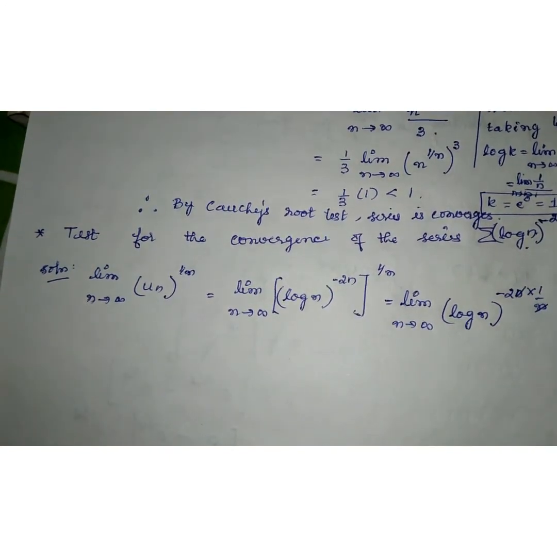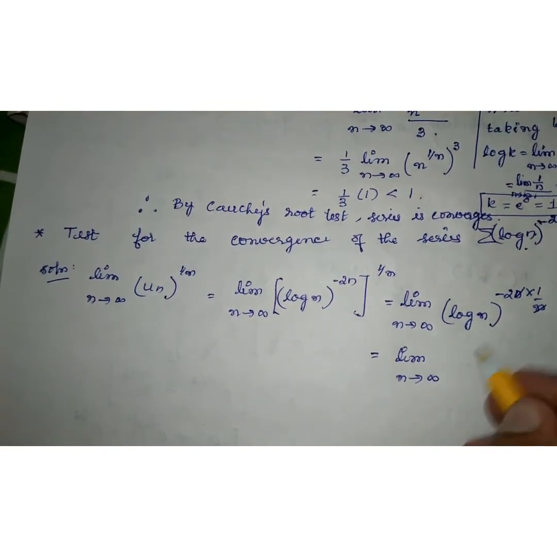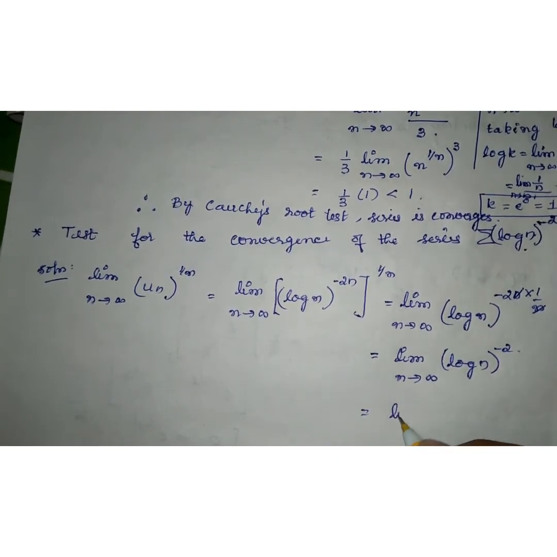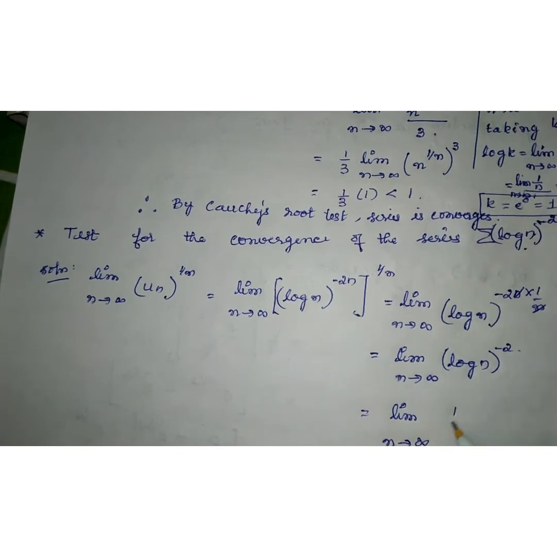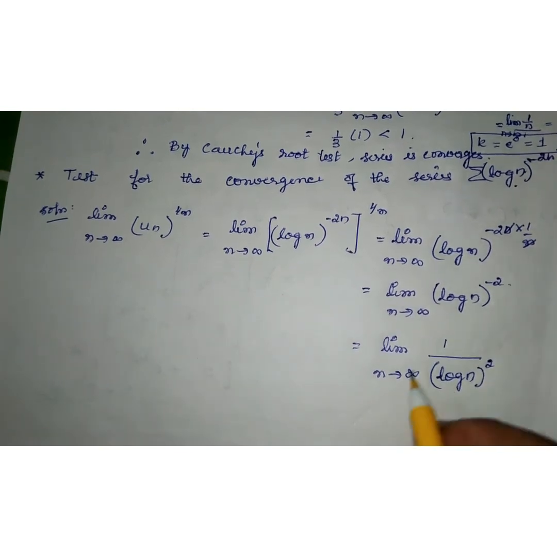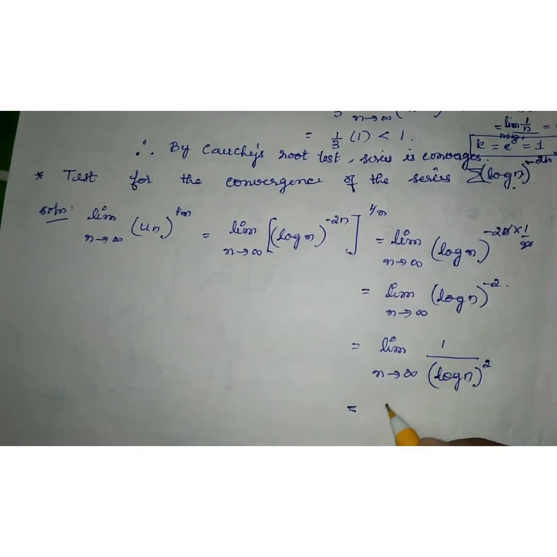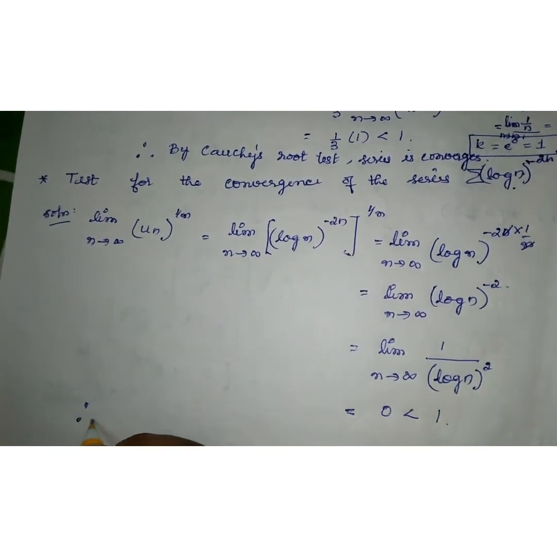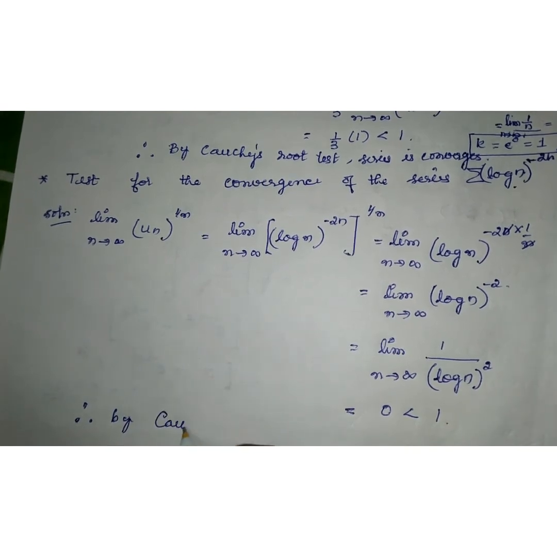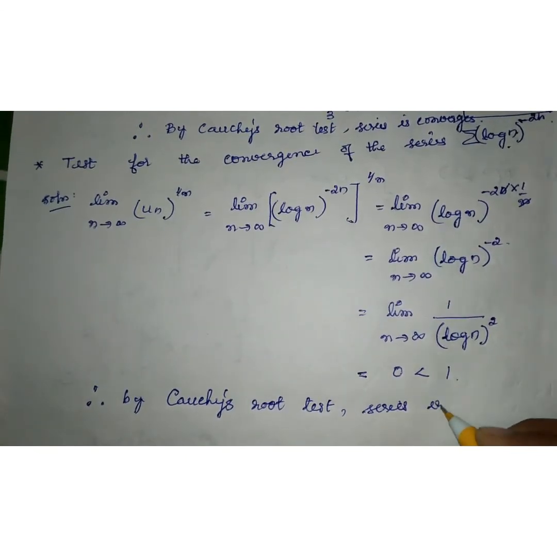So using the property you get here limit n tends to infinity log n to the power minus 2, which can be written as limit n tends to infinity 1 by log n to the power 2. Clearly, log n is infinity, and 1 by infinity is 0, which is less than 1. Therefore by Cauchy's root test the series is convergent.